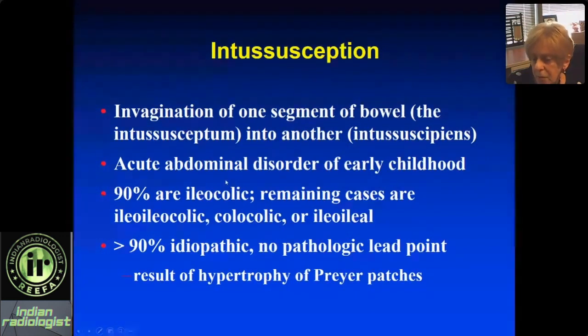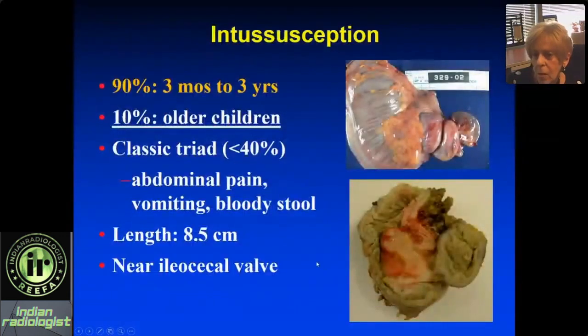90% are idiopathic and have no lead point, and they're just due to hypertrophy of Peyer's patches, small nodes. So typically 3 months to 3 years. 10% are older children, they have abdominal pain, may have vomiting and bloody stool, and this is an intussusception. Ileum going into colon, and the total length is usually 8.5 centimeters.